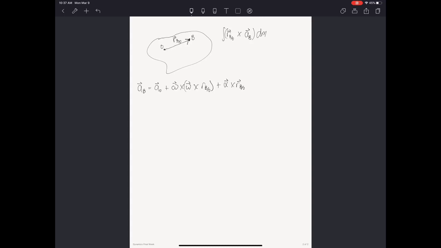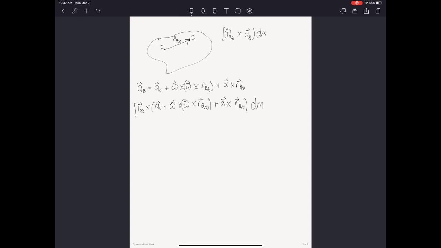I'm going to substitute that into the above integral, so this becomes the integral of r_B with respect to O, crossed with a_B, which is all this, a_O plus omega cross omega cross r_B with respect to O, plus alpha cross r_B with respect to O. And we are going to simplify this as much as we can. This integral is still being performed over the mass of the rigid body.